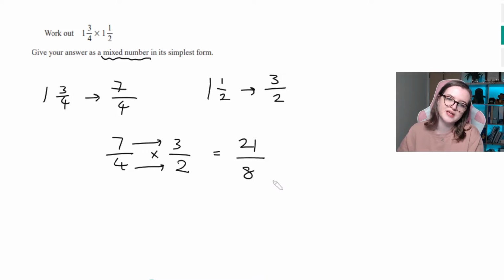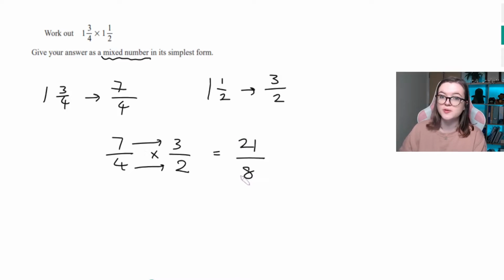Then can we simplify this? Don't think so, because 2 doesn't go into this one, 3 doesn't go into this one, so then 4 doesn't, and then the other one left is 8, which doesn't go into this one either. So we're finished there. Next up then, converting it into a mixed number.